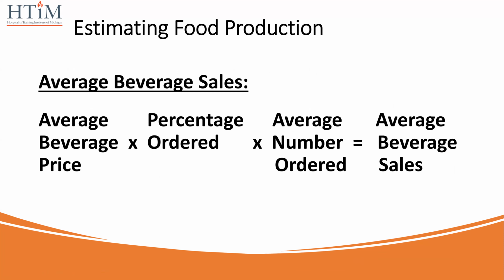Same type of formula, right? Average beverage price times the percentage ordered. And if it's alcohol, or you charge for every refill of soda or tea or whatever you do, you need to put in one more variable, and that's the average number ordered. So you'll break those down if you have them separated out, where the first one's cost and then everything else is free refill after that, but the alcohol needs to go in there. So average beverage sales, let's put some numbers to it.